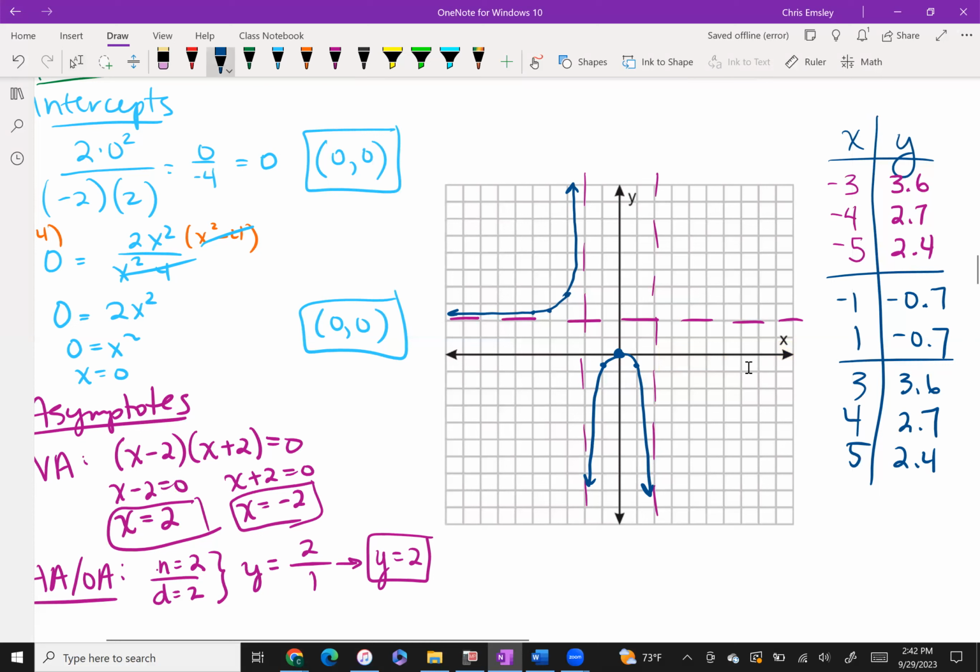Okay, let's plot the rest. +3, 3.6, +4, 2.7, +5, 2.4. Connect those with a nice smooth curve. And there we go. There's our graph.